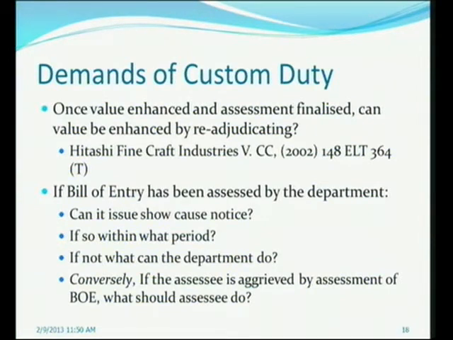If that is there, then definitely he can do it, sir. That is not there. What sir says is, if there is a collusion or a misstatement, then definitely he can reopen it. If it's not there, closed assessment, you cannot reopen it. Next, if bill of entry has been assessed by the department, can I issue show cause notice?